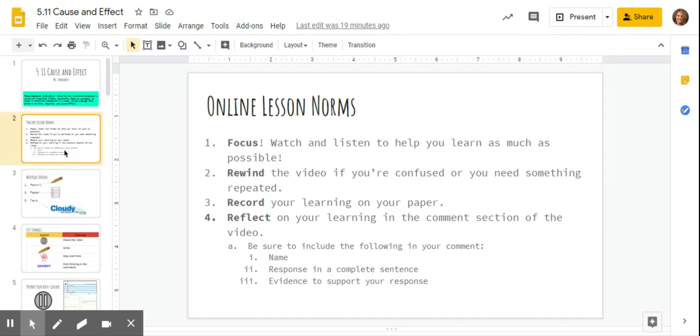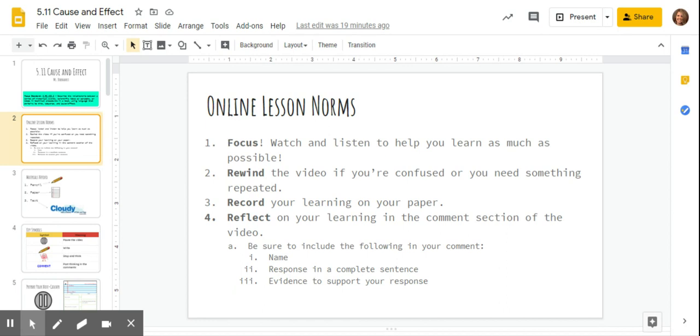So again, before we get started though, let me just remind you of some of our online lesson norms, some things that you should make sure that you're following so that you can get the most out of this learning. The first one is that you focus. Remember to watch and listen to help you learn as much as possible. So this means that if you're in an area that you're going to get easily distracted, probably a good idea for you to move somewhere where you can hear and where you can stay focused and you're not tempted to watch what other people are doing around you.